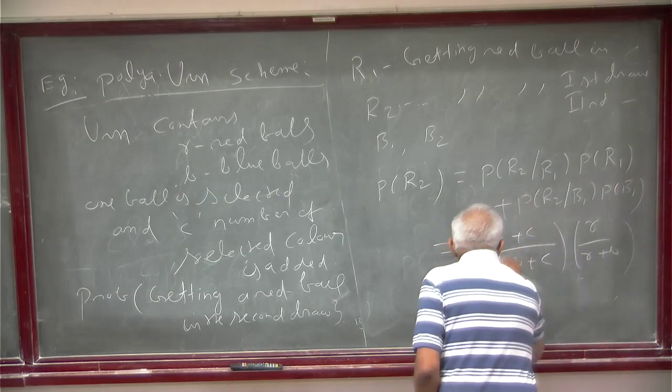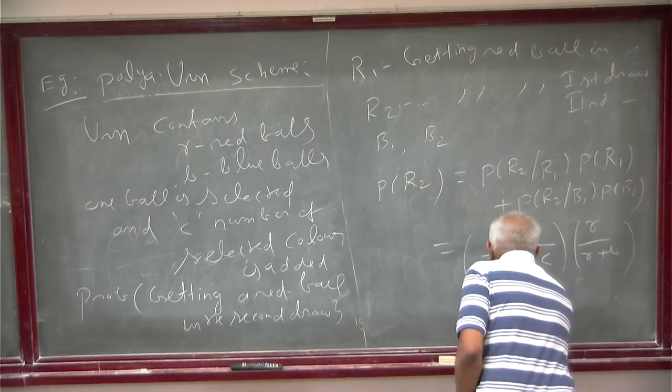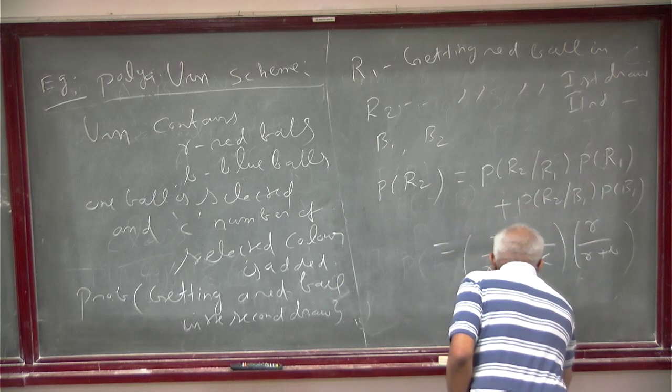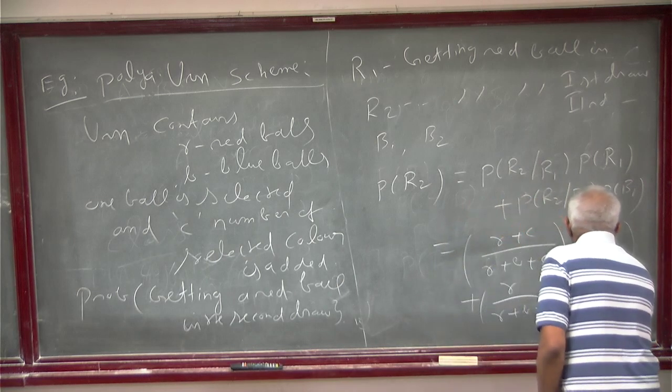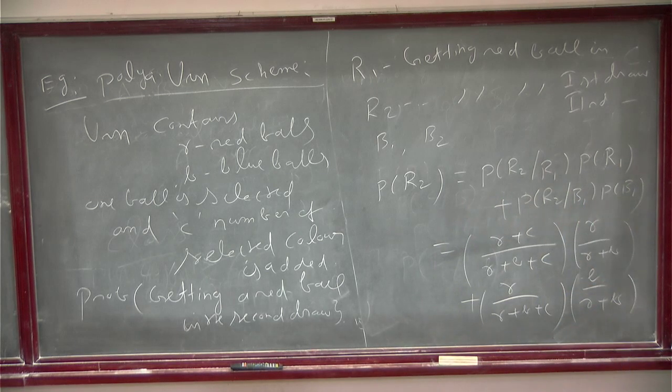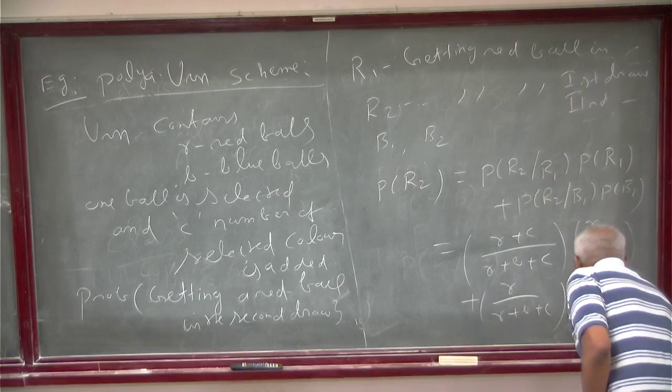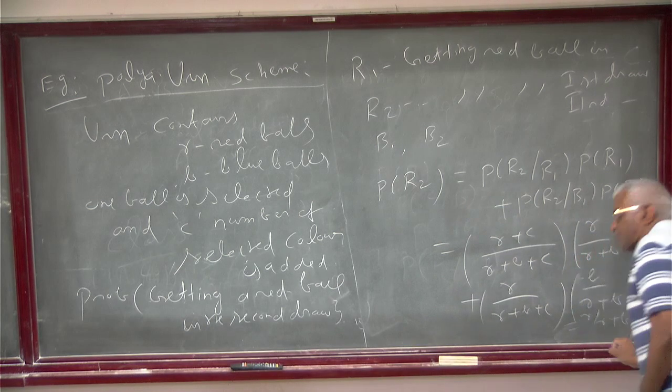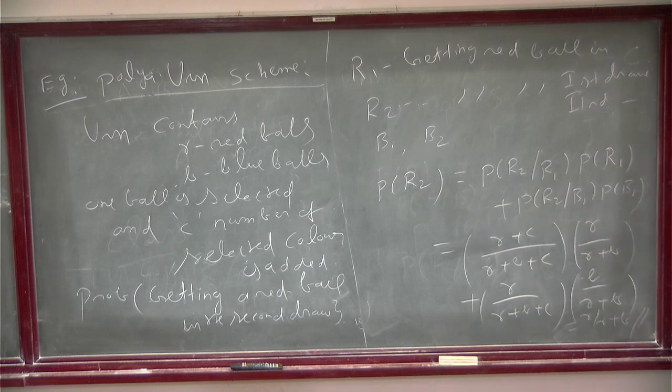Plus, now the blue ball is selected. So R by R plus B plus C, times B by R plus B. You take 1 by R plus B outside, then if you add it, it will be just R by R plus B. The probability remains the same. It's the same example, they're just going upward. Now the assignment is that in the nth draw also it remains the same.